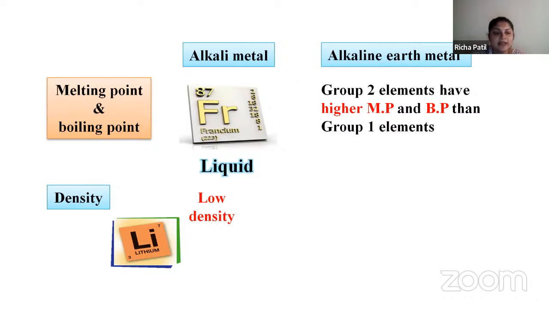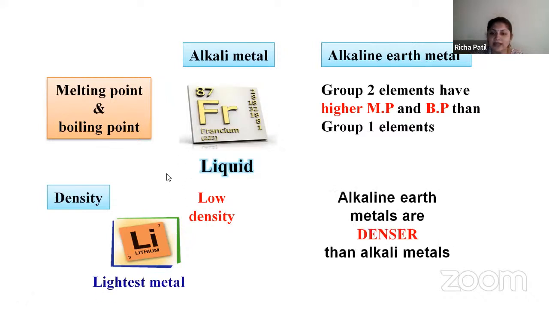Mass is directly proportional to density. So as you go down the group, what will happen to the density of the elements? It increases from top to bottom as the atomic mass increases. Lithium is the first element of the alkali metals, so it will have a low density. It is the lightest element. As compared to alkali metals, alkaline earth metals are denser.